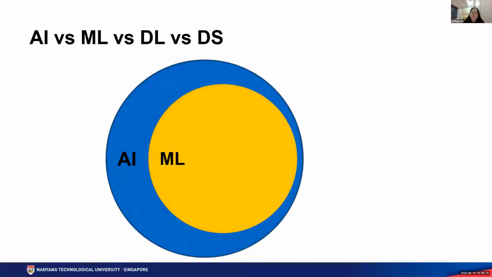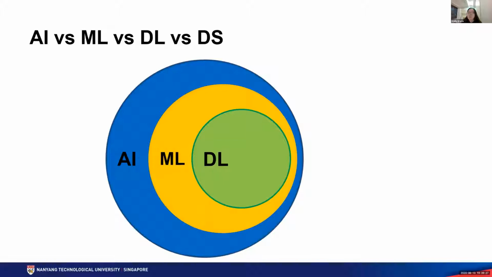And then after that, what is deep learning? Deep learning essentially is a subset of machine learning. It's one of the ways to so-called look at the data. Here is where all the different neural networks, such as convolutional neural networks for image processing, come in.